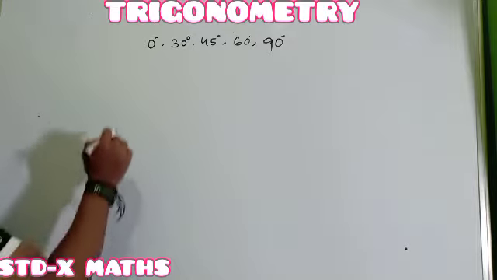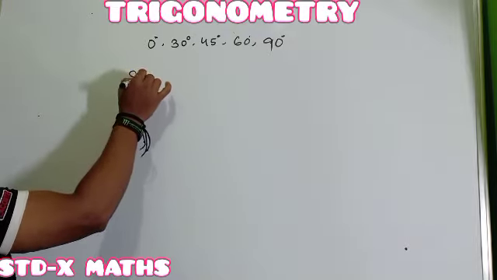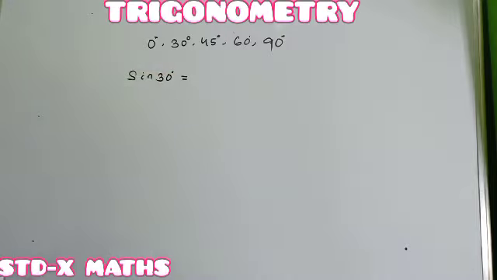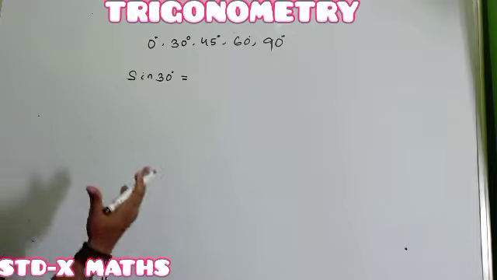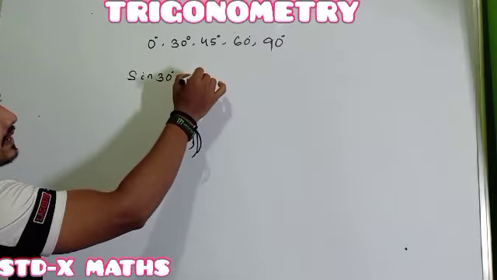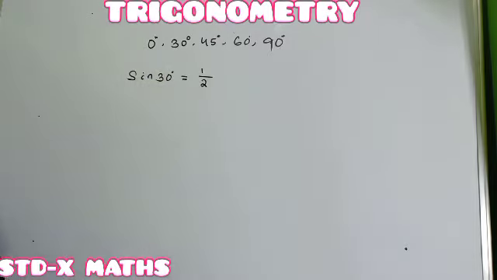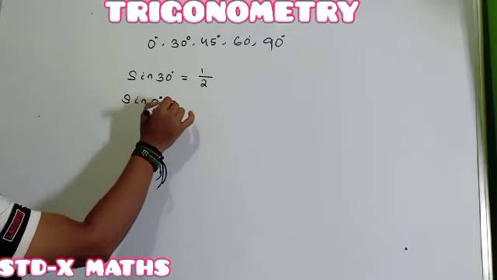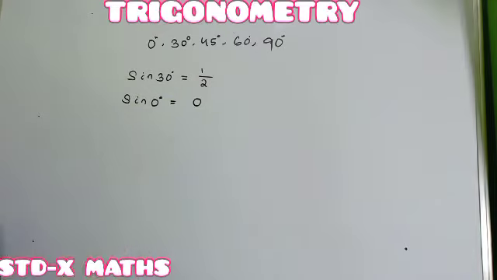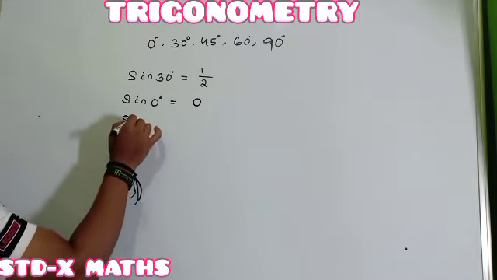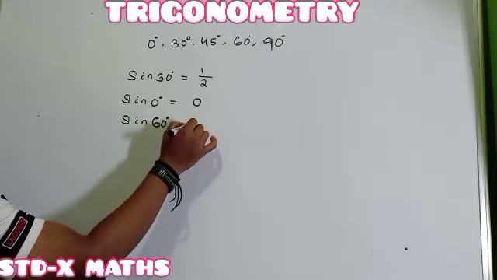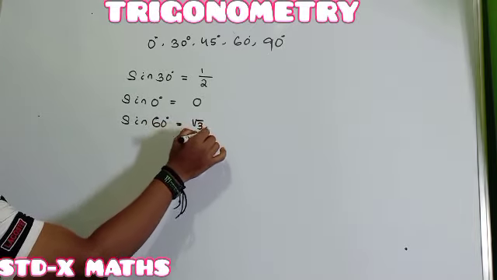A question may come just like this: find the value of sin 30 degree. Whenever you get the trigonometric ratio of a specific angle, you already know it from the table, so one can write it as 1/2. One can ask to find sin 0 degree, how much will it be? One can write it as 0. One can ask to find the value of sin 60 degree, how much will it be? One can put it as root 3 divided by 2.